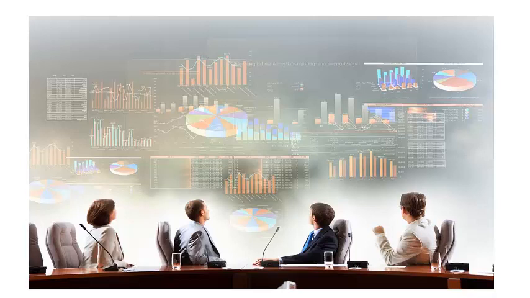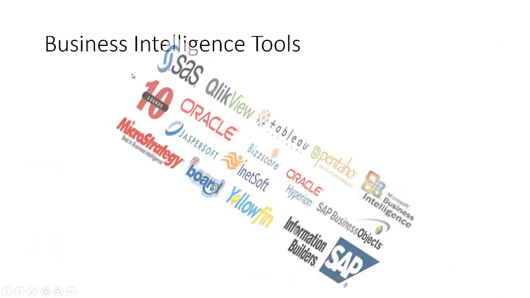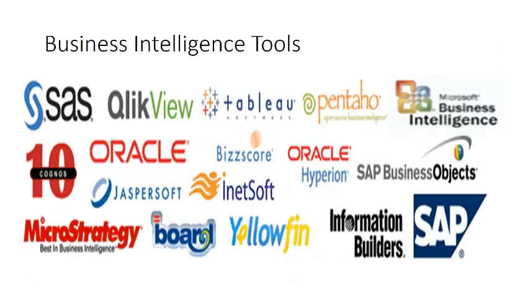Okay, now in order to support this business intelligence, we have so many tools in the market, starting with SAS, ending with SAP. So right now I have given almost 10 to 15 tools on my screen. You can see each and every tool: SAS, QlikView, Tableau, Pentaho, Microsoft Business Intelligence, Cognos, Oracle BI, Oracle Hyperion, SAP Business Objects, MicroStrategy, Yellowfin, Information Builders. Like this, we have somewhere around 50 business intelligence tools.